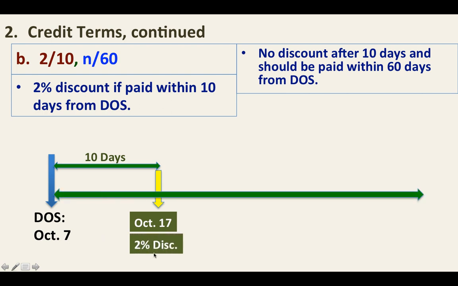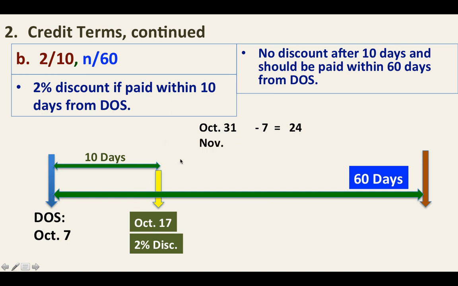Okay? So, however, if we did not pay this on October 17, pagdating ng October 18, wala na tayong discount kasi hanggang 10 days lang yan. However, we have to pay this account within 60 days. Kailan siya due date? Yan 60 days na yan. So, we have to compute, okay? On October 31st, October natin binili. So, sa October 31st, ilang days meron tayo? So, ima-minus natin yung date of sales. We have 24 days on October. And on November, ang November hanggang 30 days lang.